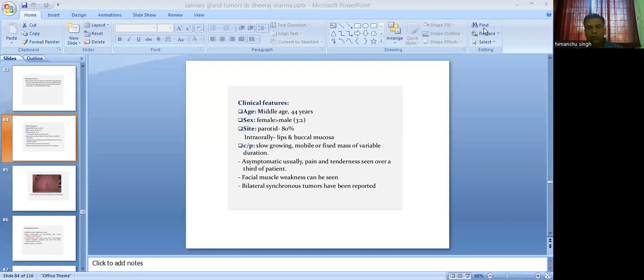Regarding the clinical presentation, it is a slow growing, mobile or fixed mass of variable duration. Usually asymptomatic, though pain and tenderness are seen in a third of patients. Facial muscle weakness can be seen. Bilateral synchronous tumors have also been reported.